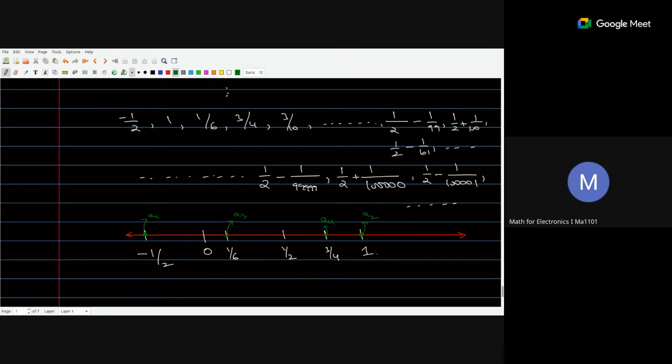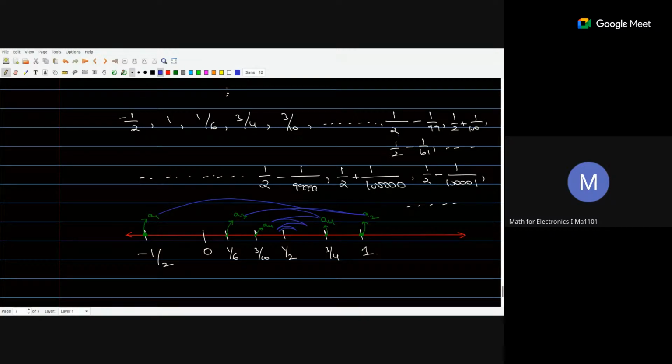So how is the sequence? Is it increasing or decreasing, or neither increasing nor decreasing? Neither increasing nor decreasing. You see this pattern. So it started here, it went here, and then here, then here. Then the next term is 3 by 10. So the 3 by 10 will be here, 0.3, somewhere here. So this is 3 by 10. And you see the oscillation. So it is going forward, backward, forward, backward, forward, backward.